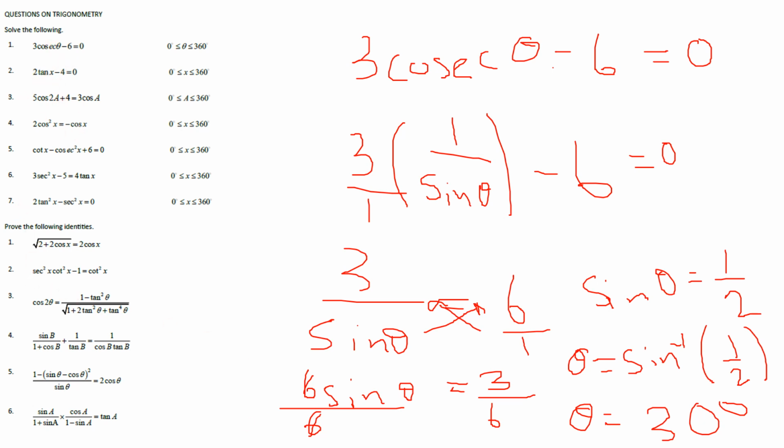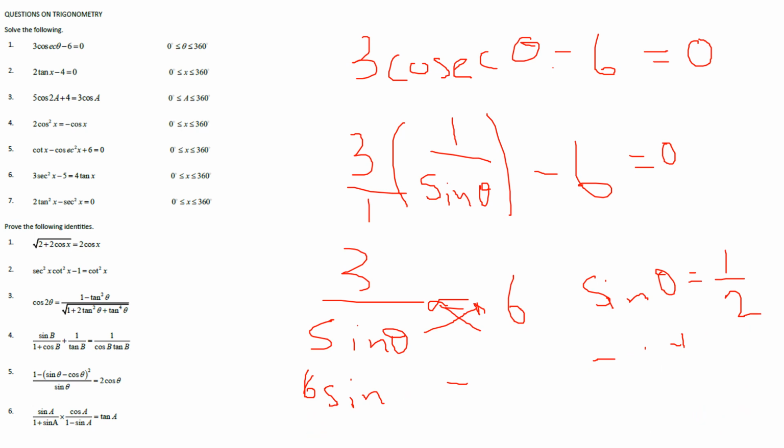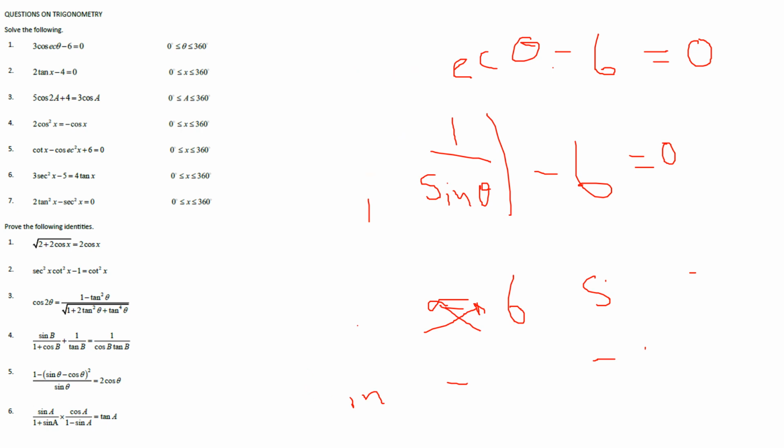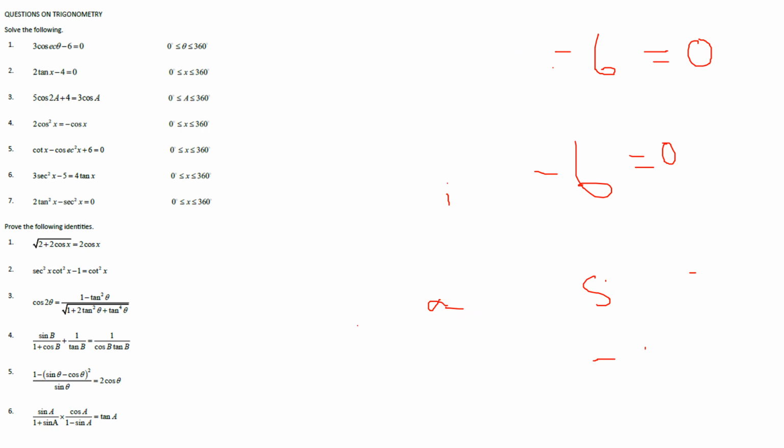Okay, so number 2, I think I can skip that one because it's very easy. You will be able to do it. So let's look at number 3. So number 3 is cos 2a plus 4 is equals to cos a. Okay, so this one we need to tackle because it's a little bit challenging. Okay, so let's see number 3. Number 3, we have what?